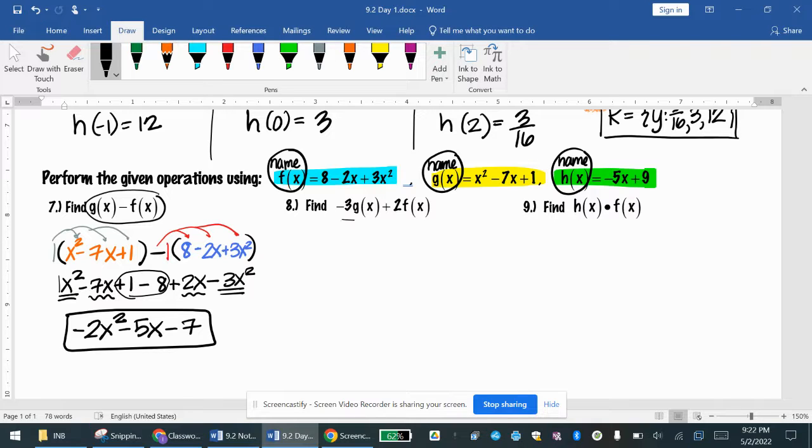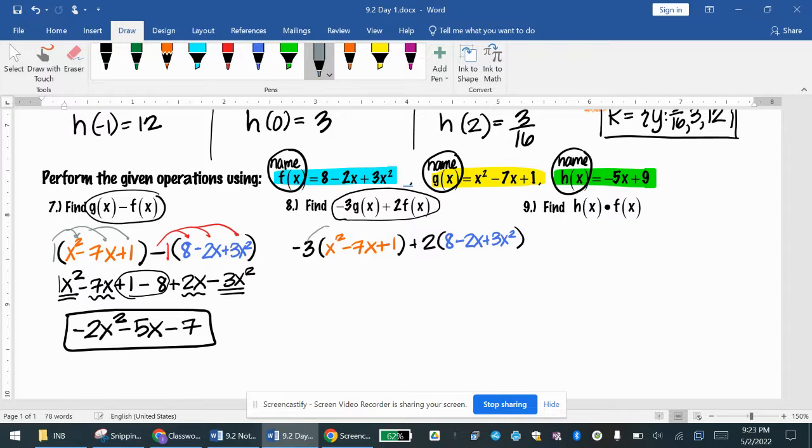Okay, for this next one, do you see how they have numbers in front? So that means those are like coefficients. So I'm going to go ahead and put those in front of the functions before I substitute the functions. So g of x, we've used that one in the previous example. And then f of x, we also used that one already. And so this one, we just distribute a -3 here and a +2 here. Okay, so take a minute and distribute that.